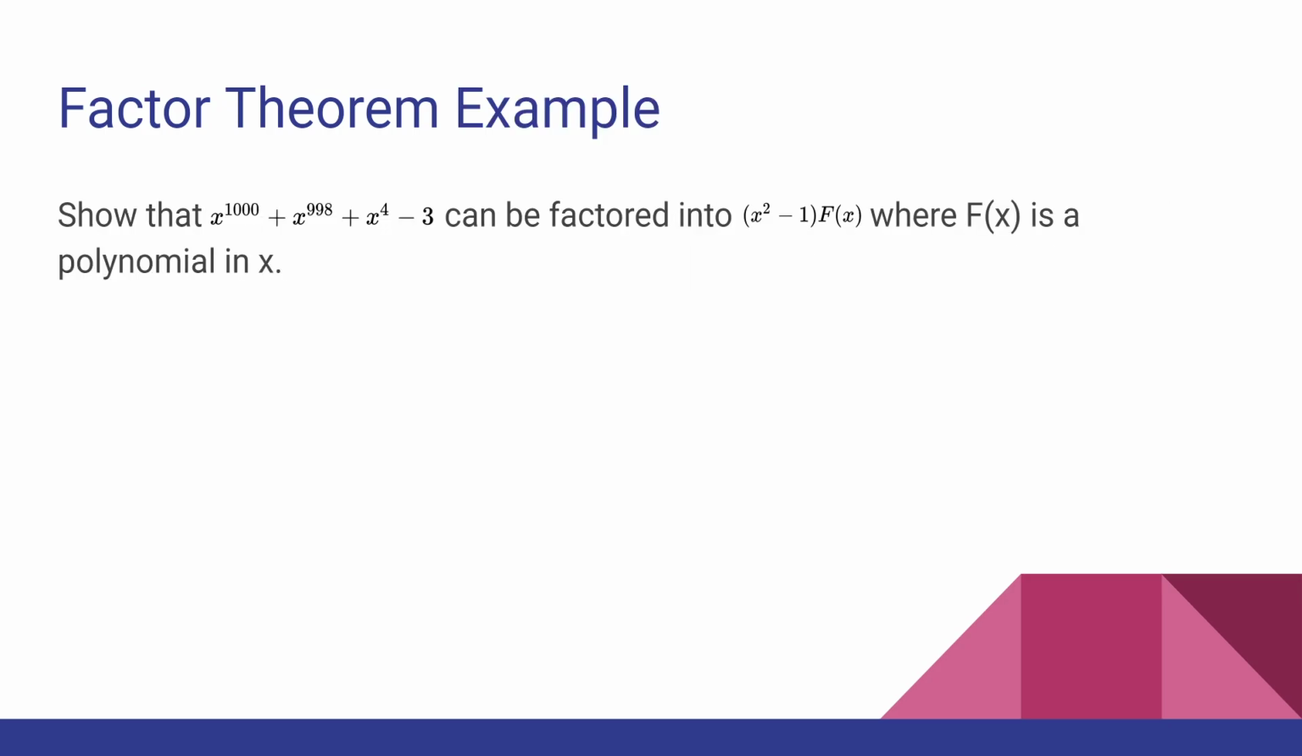So now let's go over a problem where we have to show that x to the 1000 plus x to the 998 plus x to the 4th minus 3 can be factored into x squared minus 1 times f of x, where f of x is any polynomial in x. Again, I'll be giving you some time to solve this, and if you have any questions, feel free to ask in the chat.